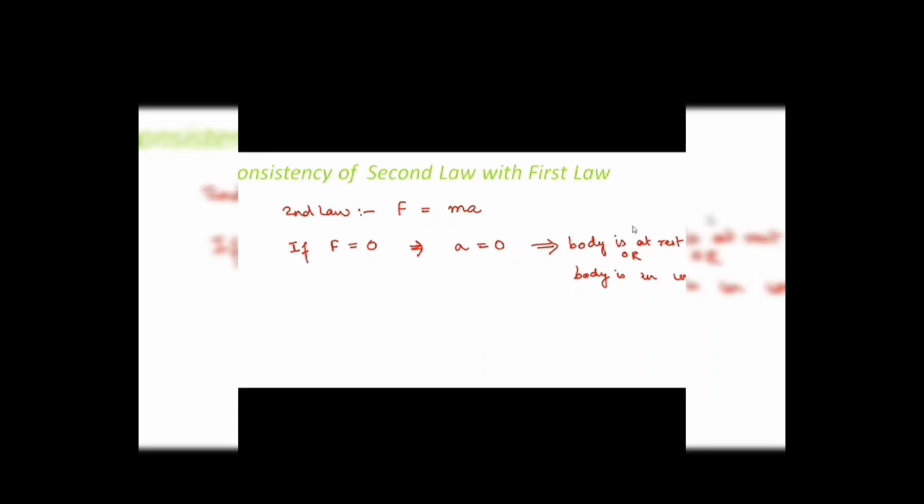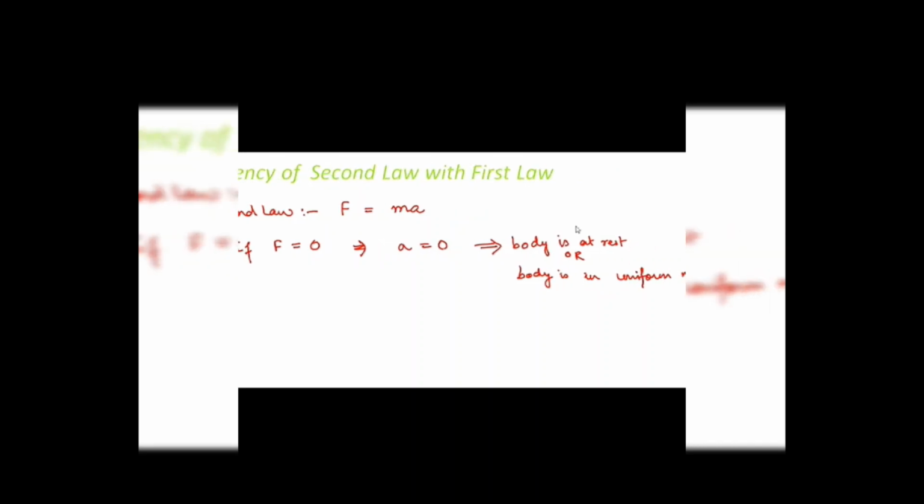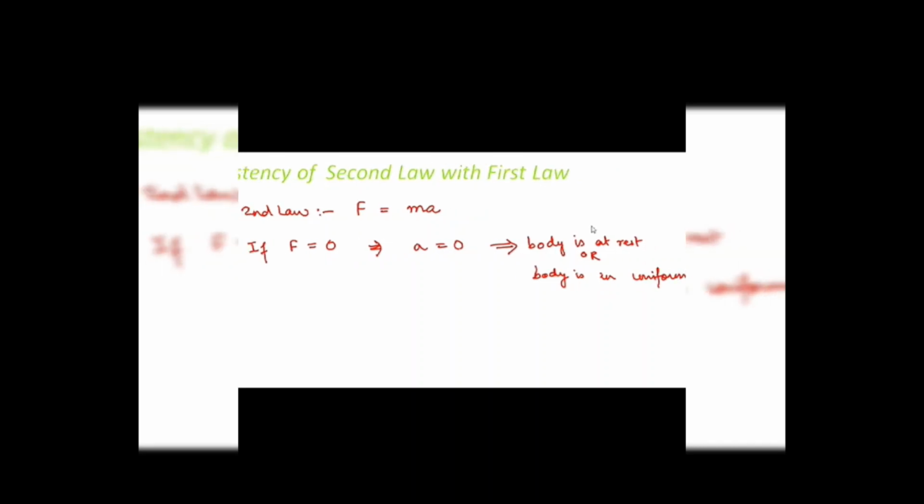Let's look at it. Now see, the second law states that force is equivalent to mass into acceleration, right? Now according to the first law, if the external force acting on the system is equal to zero, then what will happen? According to the second law, if force is zero, then acceleration will be zero, right? So a is equal to zero. What does that mean? The acceleration of the body is zero. That can mean two things. One is the body is at rest, or the other case is that the body is in uniform motion, right? Because when the body is moving with uniform velocity, acceleration is zero.